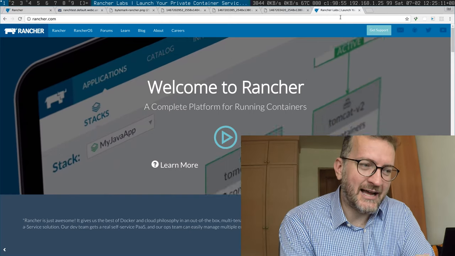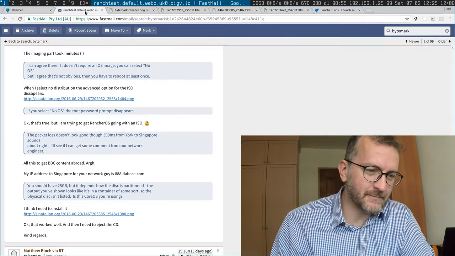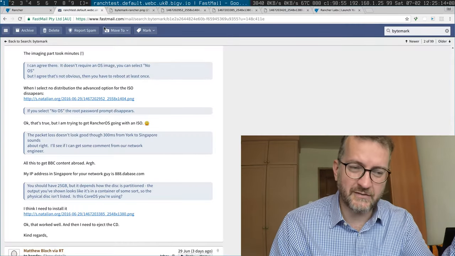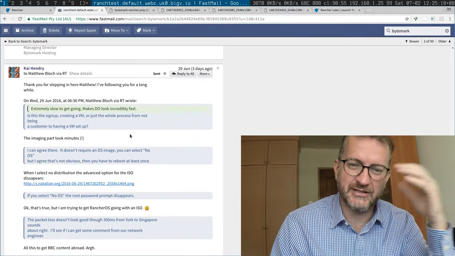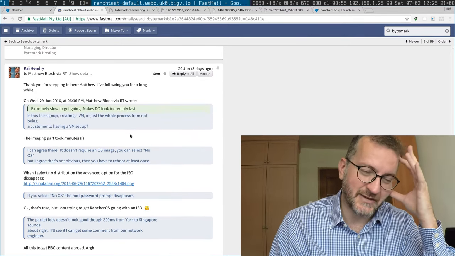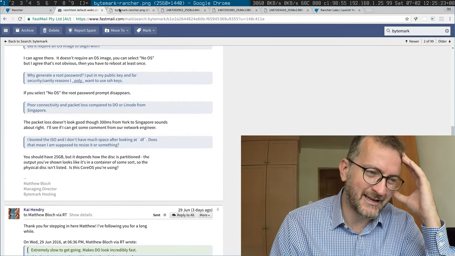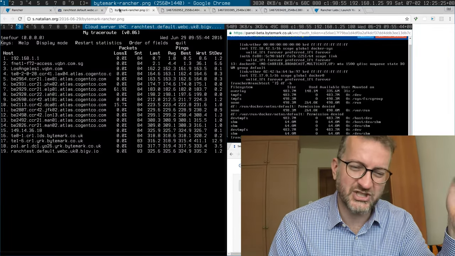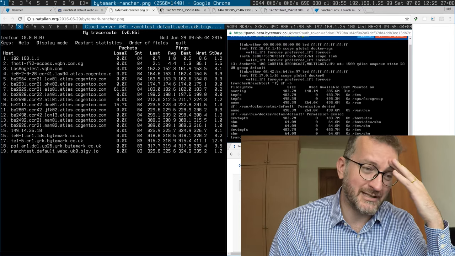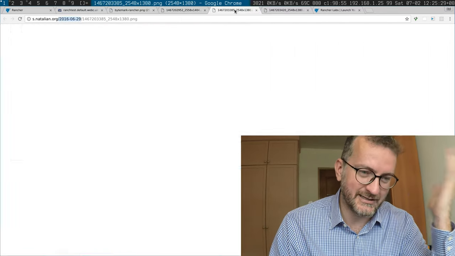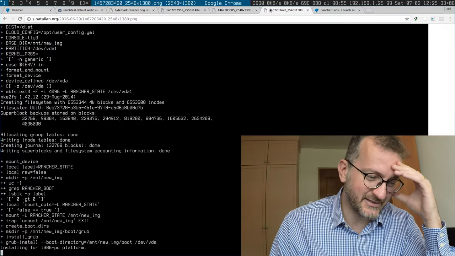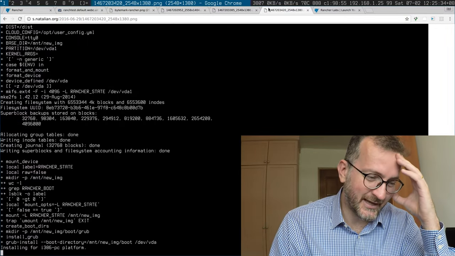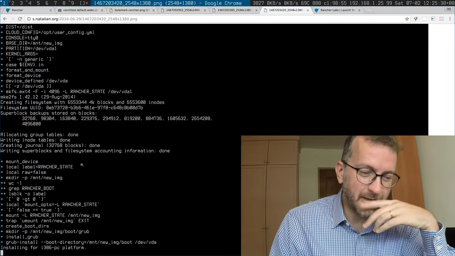So yeah, I got the server thing going. It wasn't very easy because DigitalOcean and the usual suspects don't have a quick way of doing it. And I ended up doing it on ByteMark, which involved mounting the ISO and unmounting it and then installing it. It was a bit complicated, but I got it running.